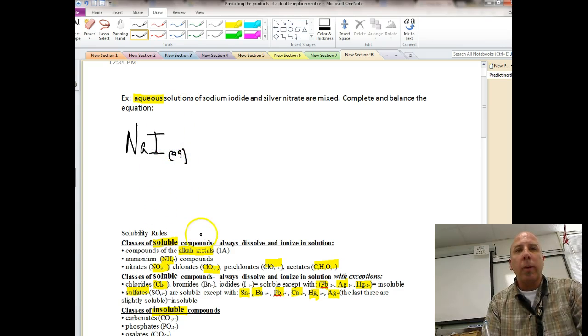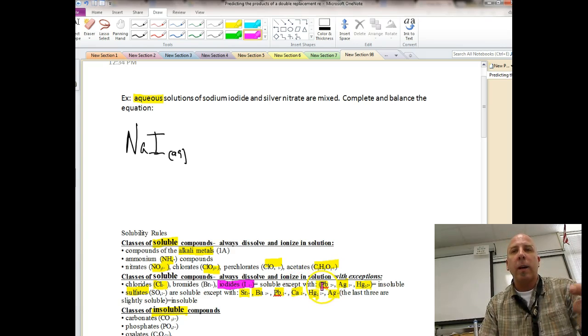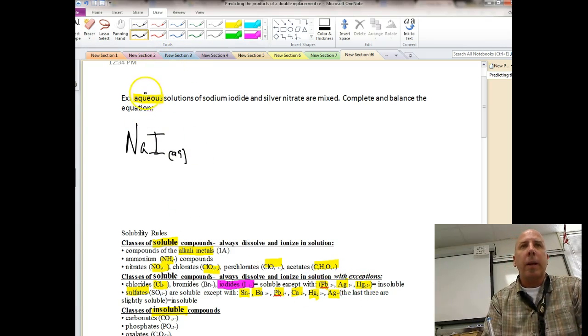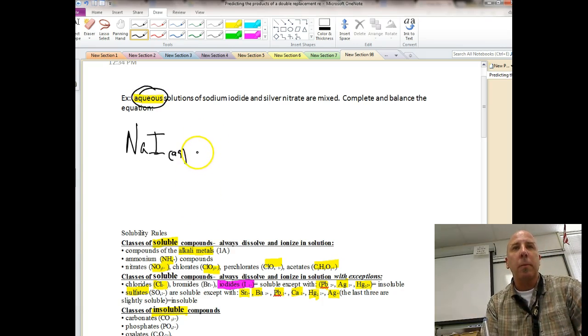But it would also be soluble because of the rule here, and the rule is alkali metals are soluble. It has an alkali metal in it, so it's going to be soluble. It also has an iodide in it, and the iodide solubility is down here at the bottom. It has an iodide, which makes it soluble, except when it's with the lead ion, the silver ion, or the mercury ion. It doesn't have those, so this is definitely going to be soluble. But like I said, the aqueous allows us to know it's soluble.